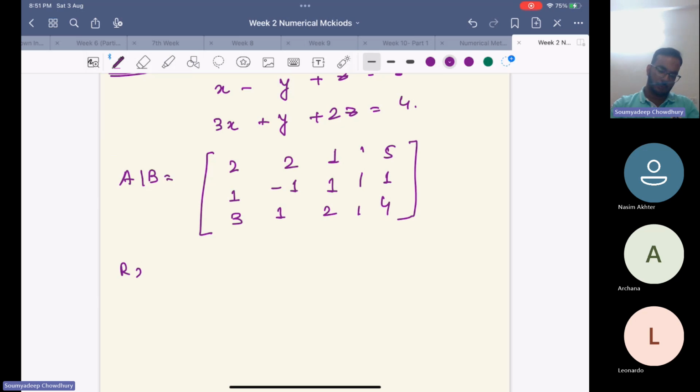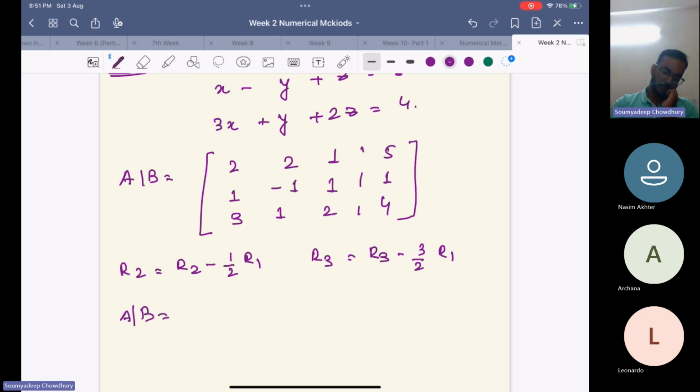So what will be R2? R2 is R2 minus, it is basically 1 by 2 R1. And R3 equal to R3 minus, this one you have to make it 0, right? So it is 3 by 2. It's 3 by 2.